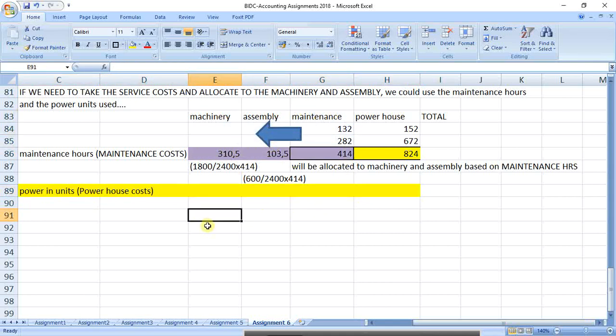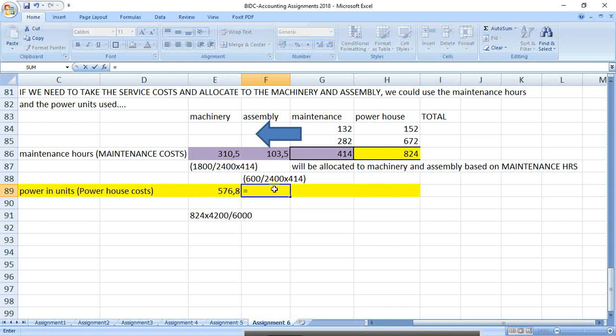Okay, so the costs, the 824 times. How much power does the machine use? 4,200 divided by the total. Okay, we need to add those amounts. 4,200 plus 1,200 plus 600 should be 6,000. Yeah. Okay, so divided by 6,000. Okay, there's the allocation. Right, so in terms of working, it's this times 4,200 divided by 6,000. That's how much the machinery department is going to get.